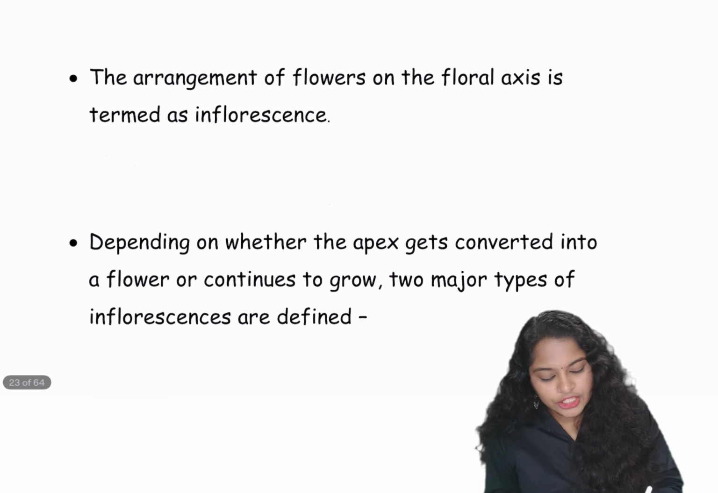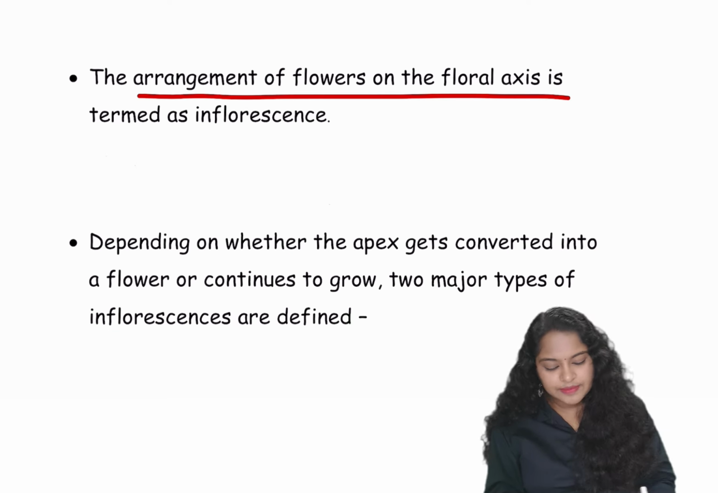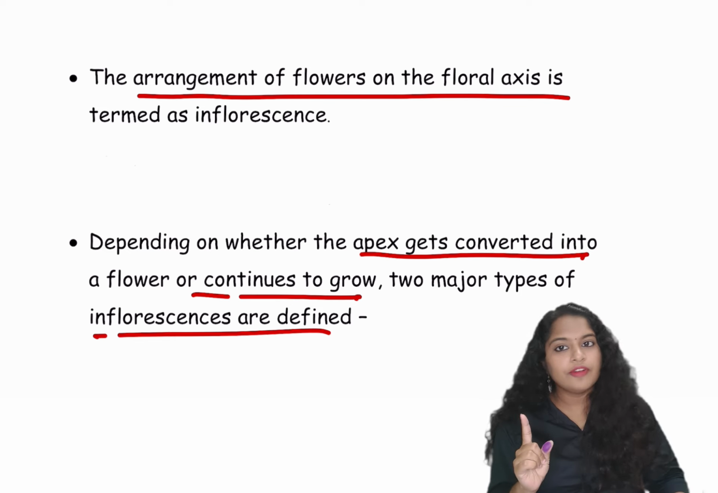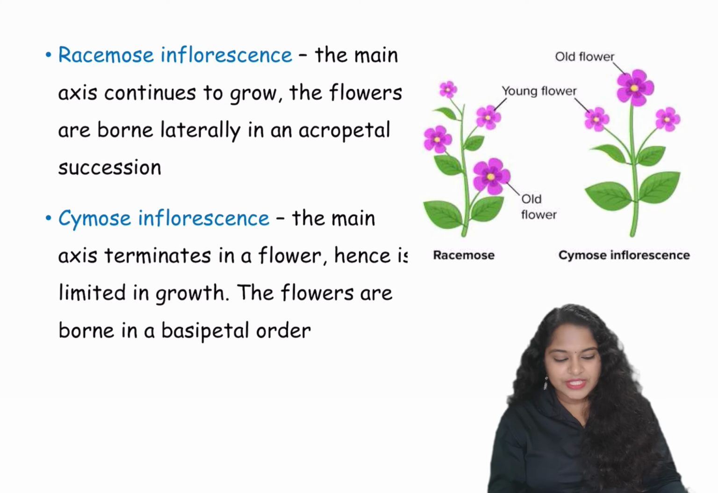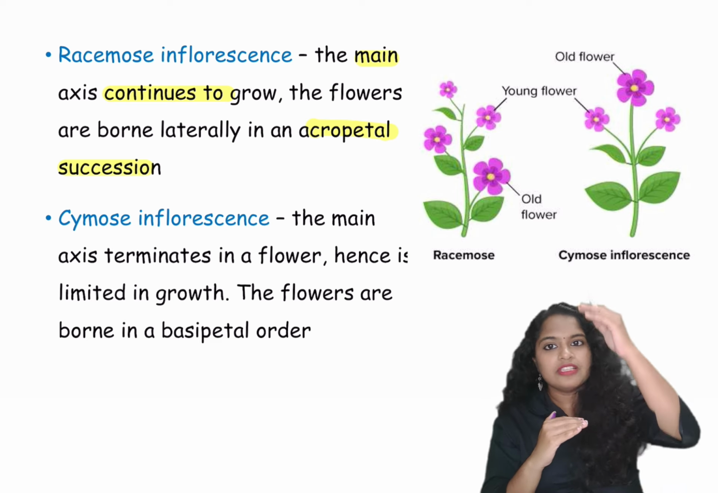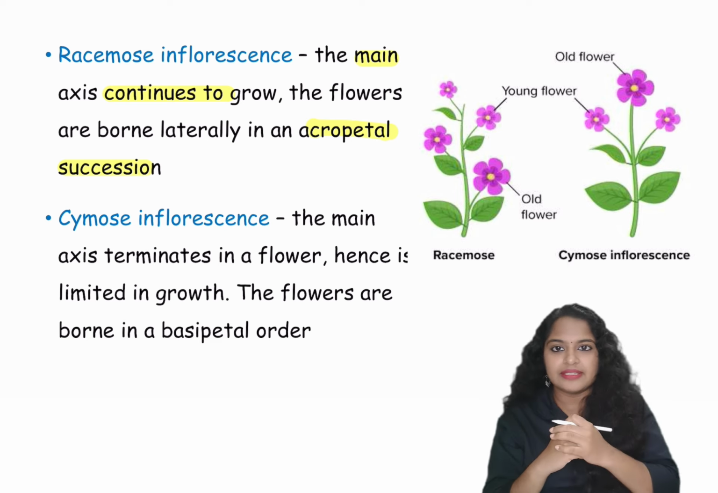Now what is inflorescence? It is the arrangement of flowers on the floral axis, depending upon whether the apex gets converted into a flower or continues to grow. There are two major types of inflorescence: racemose inflorescence and cymose inflorescence. In racemose inflorescence, the main axis continues to grow and the flowers are produced laterally in an acropetal succession. What is acropetal? Acropetal means the old flowers will be at the base and new flowers will be produced above, towards the apex region.